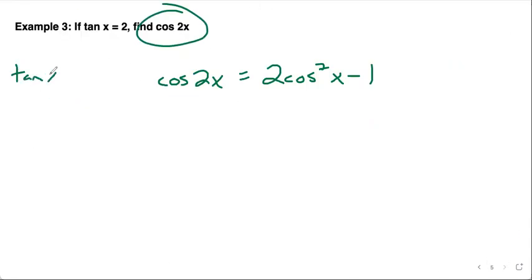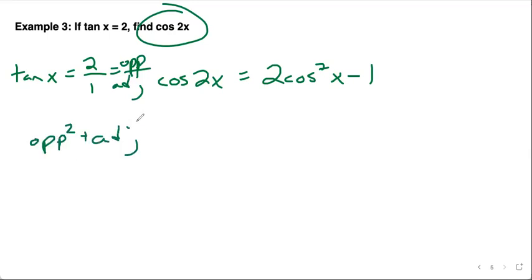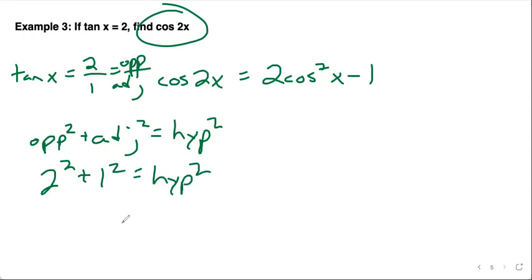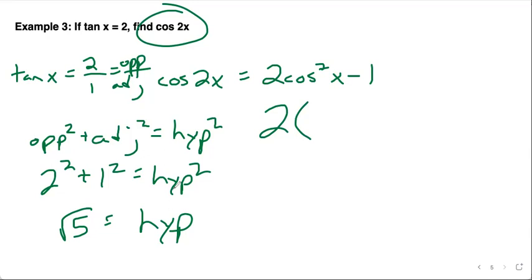Now, tangent is equal to 2 over 1. And tangent, if you recall, SOHCAHTOA is opposite over adjacent. And we know that opposite squared plus adjacent squared is equal to the hypotenuse squared in a right triangle. So that's 2 squared plus 1 squared equals the hypotenuse squared. So the hypotenuse is going to be the square root of 5. And we can't figure out if it's positive or negative here, but we don't need to because guess what? We're going to go ahead and take cosine, which is adjacent over hypotenuse, and square it. So regardless if it was positive or negative, it wouldn't even matter because we're going to square it.